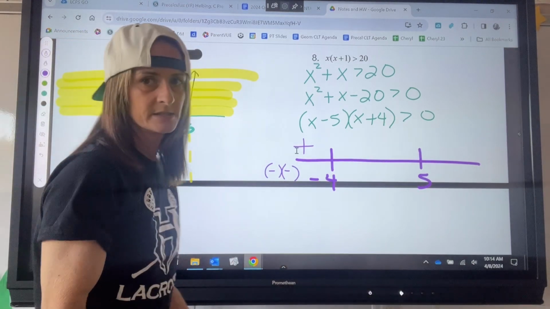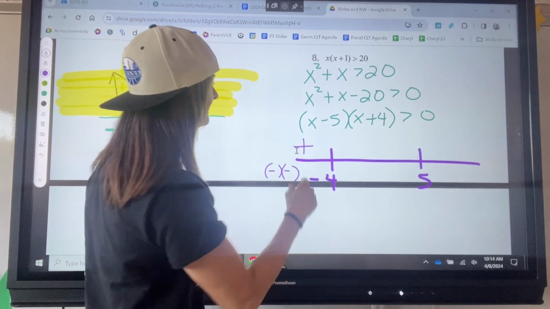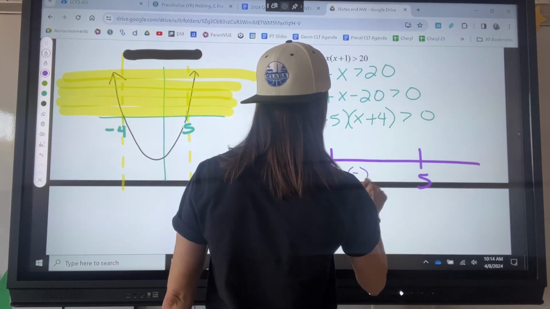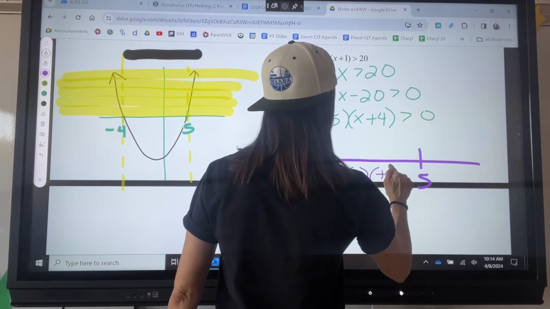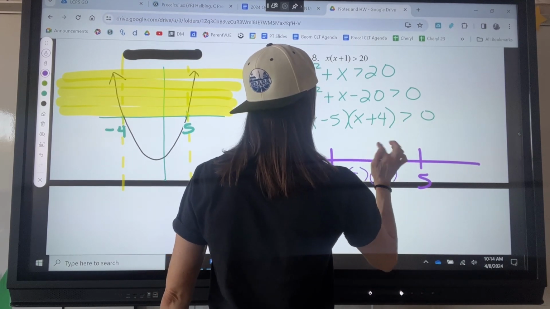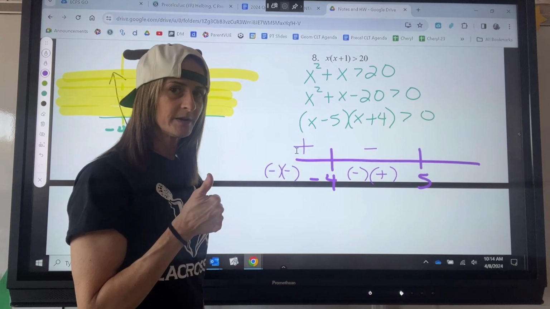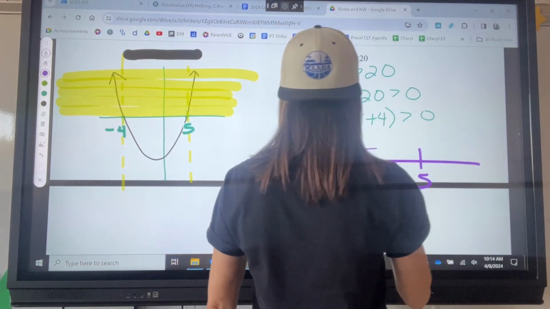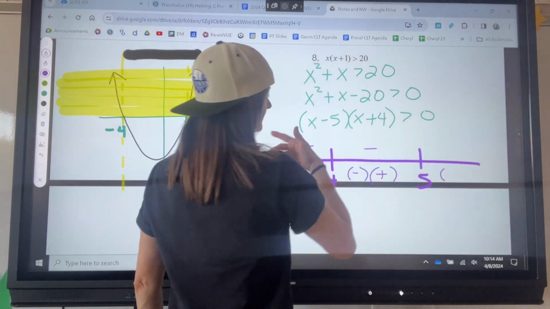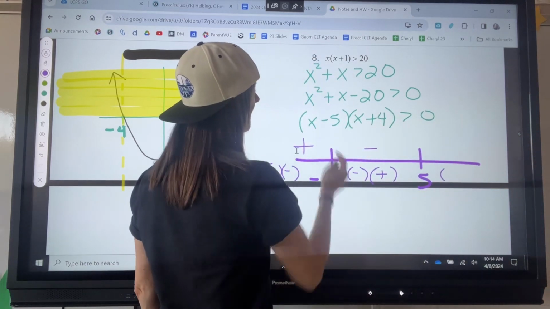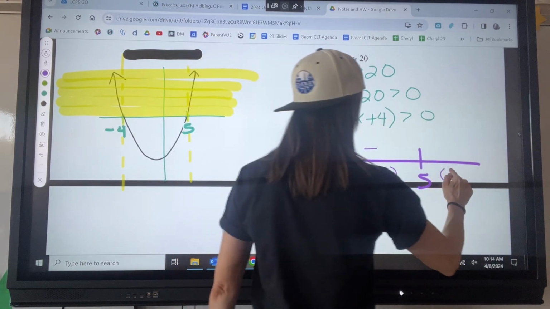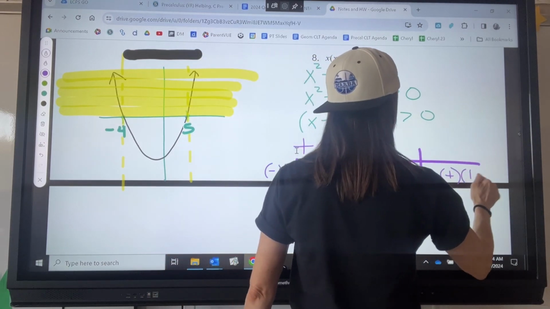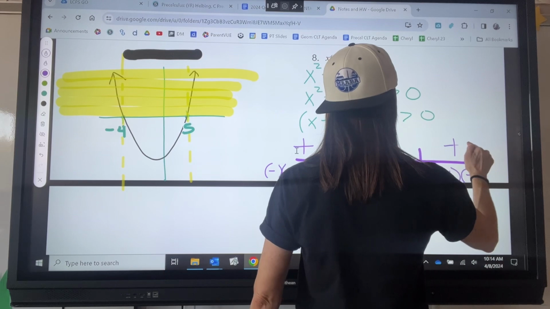So let's just put in 0. It's a nice number to put in. 0 minus 5 is going to be a negative. 0 plus 4 is going to be a positive. Negative times a positive is going to be a negative. Confirmed by the graph. Last one, I'll put a 6 in because 6 is above 5. 6 minus 5 is going to give us a positive value. 6 plus 4 is going to also give us a positive value. Positive times a positive is a positive.